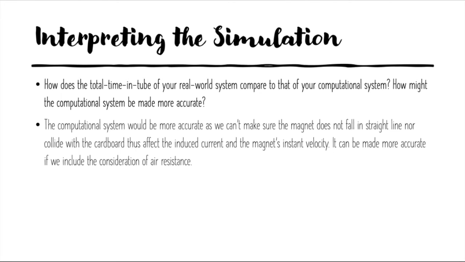How does the total time in tube of your real-world system compare to that of your computational system? How might the computational system be made more accurate? The computational system will be more accurate if we can make sure the magnet does not fall in a straight line nor collide with the cardboard, which would affect the induced current and the magnet's instant velocity in the tube. And the computational model can be made more accurate if we include the consideration of air resistance.